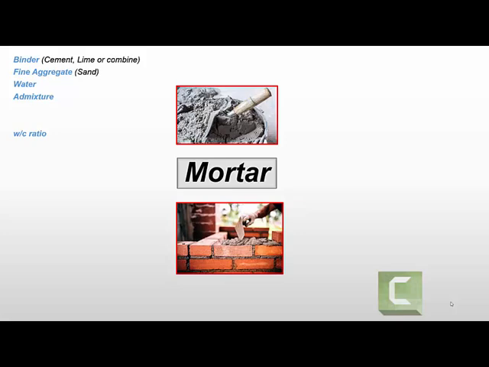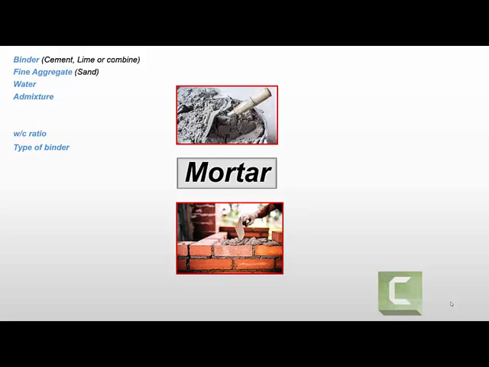Then, which type of binder are we using? If we use cement as the binder, mortar gives great strength but is less flexible. And with lime, mortar gives higher flexibility and durability.